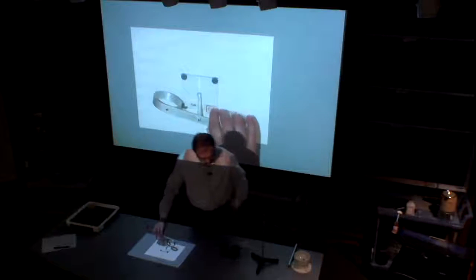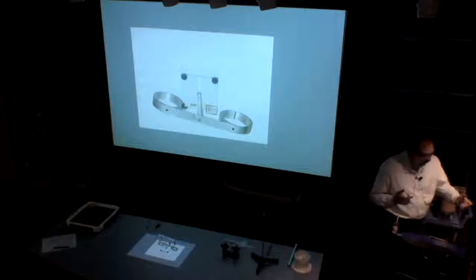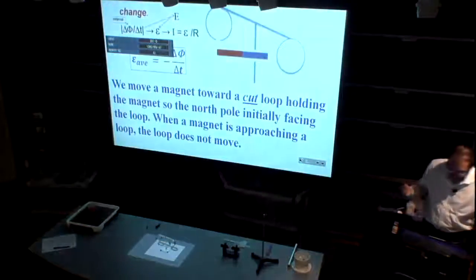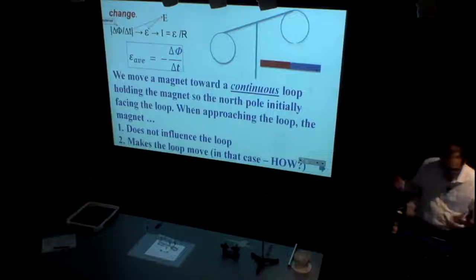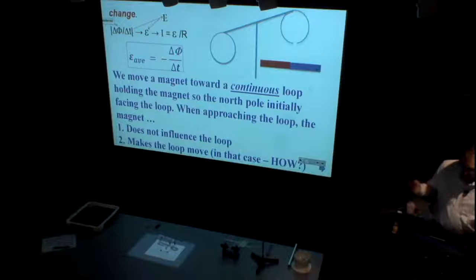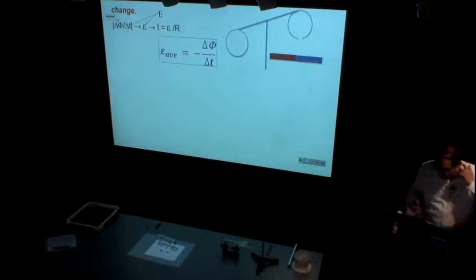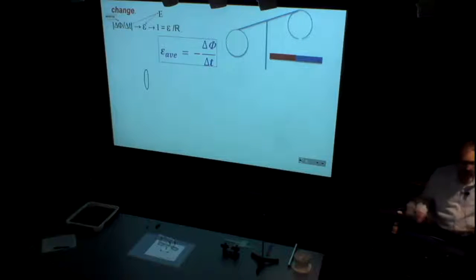And we, of course, can use our method to figure out what should be happening. So when there is no electric current, there is no induced EMF. When electric current is induced, it induces a magnetic field, and of course, the loop starts moving. How? Well, we can see how if we use our method.